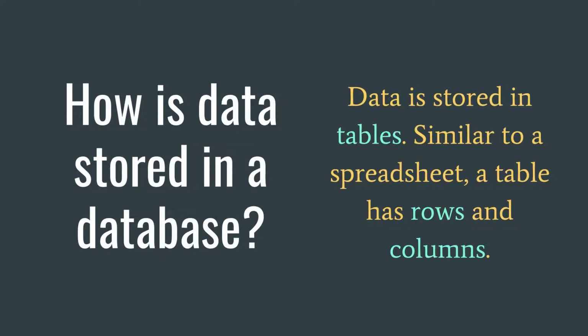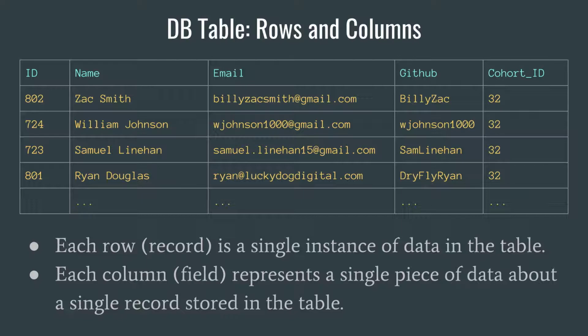Cool, so let's get into the nitty-gritty of data stored. If you already know this, don't pay attention, but data is stored in 2-dimensional tables. Each table has columns, which we call fields, and they all store attributes. In this example, we have name, email, GitHub, and then we have rows, which are records, also entities. So Zach Smith, email here, GitHub here, and his cohort ID. Those are all entities.